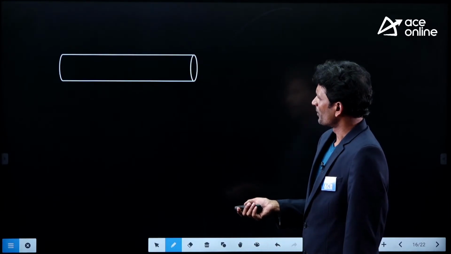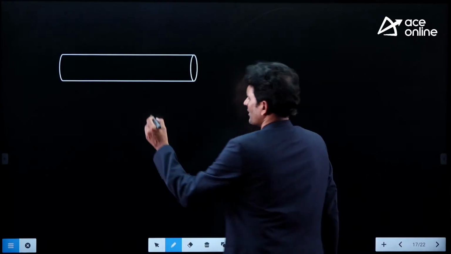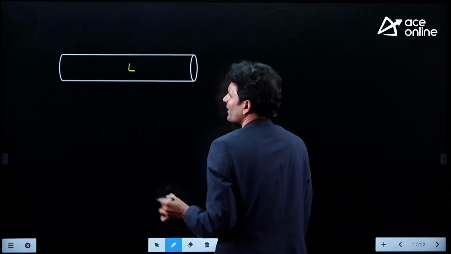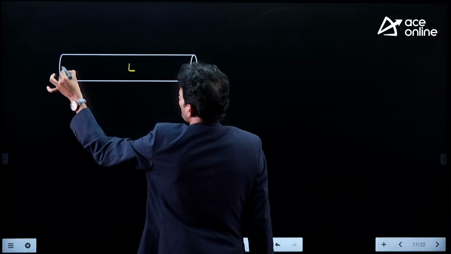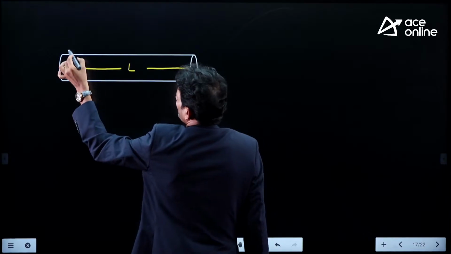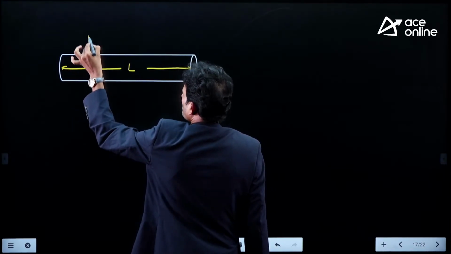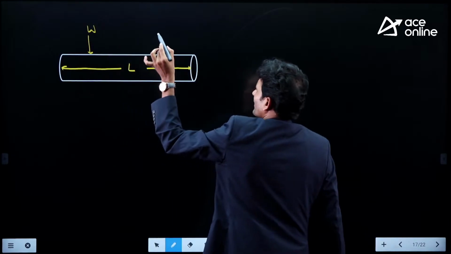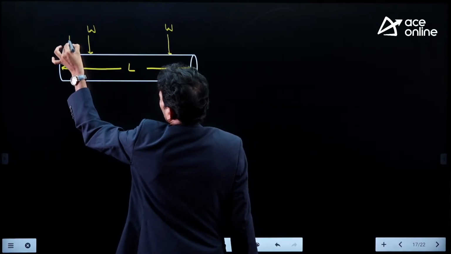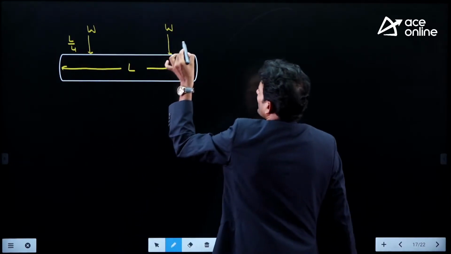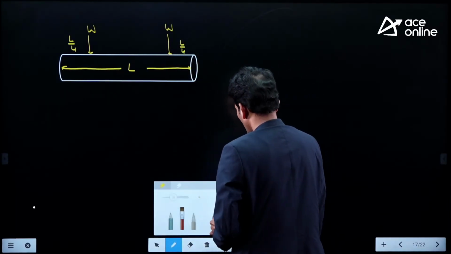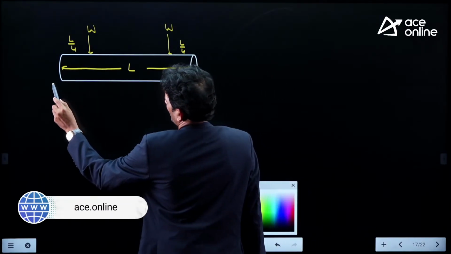Now look here. Suppose this is the plank we have. Let us take the length of the plank as L units. On this plank, at a distance of L by 4 from each end, two people are sitting. The weight of each person is W. This distance is L divided by 4, and this is also L divided by 4. Fine. And being that it is floating on water, let us take the water pressure.